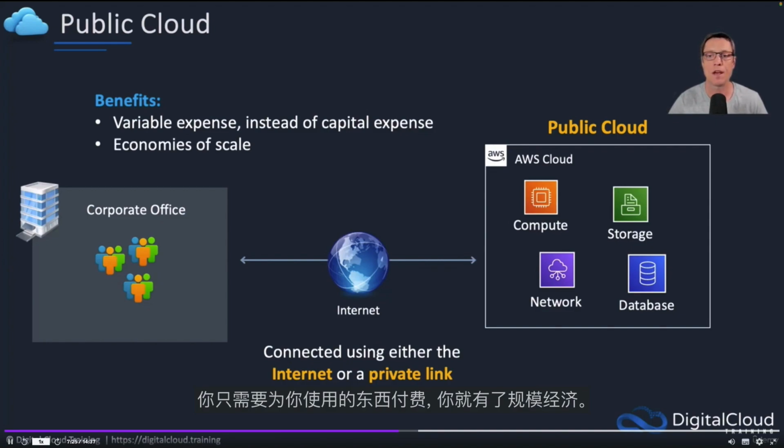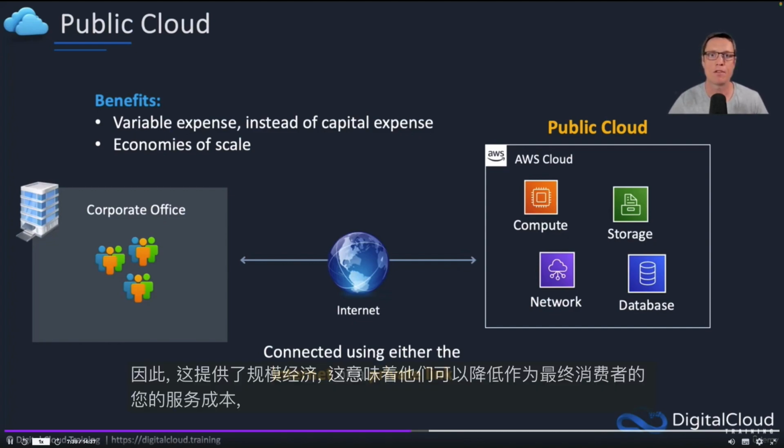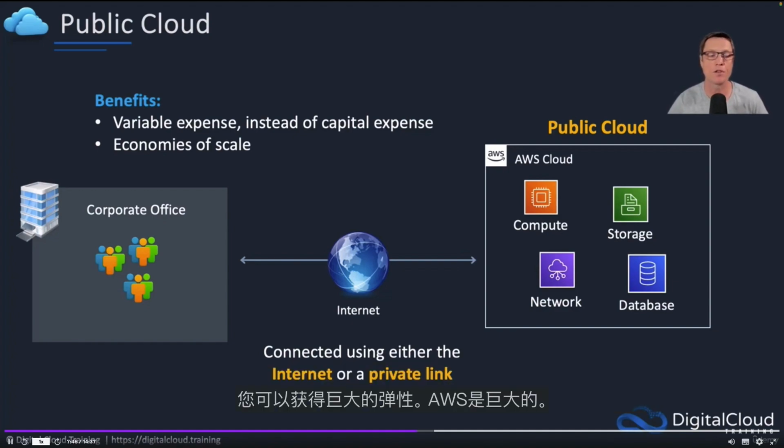You've got economies of scale. So AWS are huge. They've got hundreds of thousands of customers all over the world. They invest very heavily both in their platforms and in the software that sits on top of it, all of those services that they build. So that provides economies of scale, which means they can reduce the cost of those services to you as the end consumer. And you get massive elasticity.